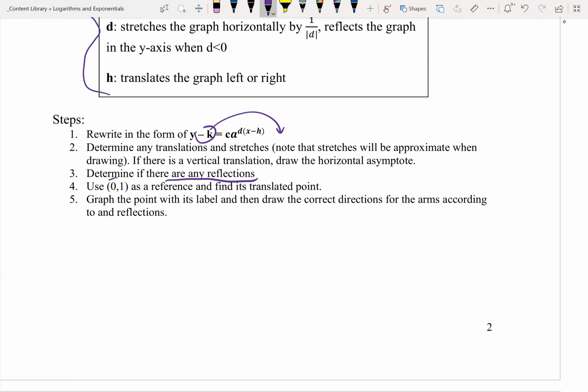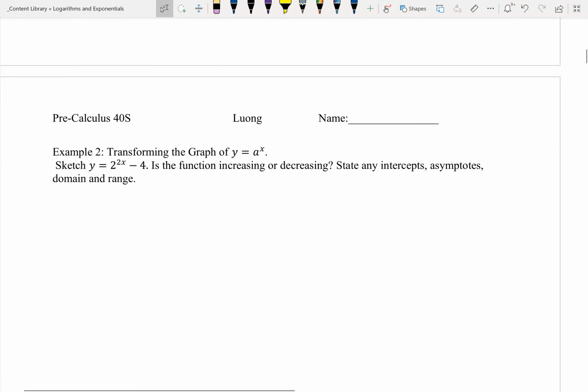We're going to use the point (0, 1) as a reference and find its translated point, just like in Unit 3 when we did transformations. Then graph the point with its label, and then draw the correct directions for the arms according to its reflections. You could also use the table values method that I've used in the previous 2 examples. So let's go ahead and try an example of this.